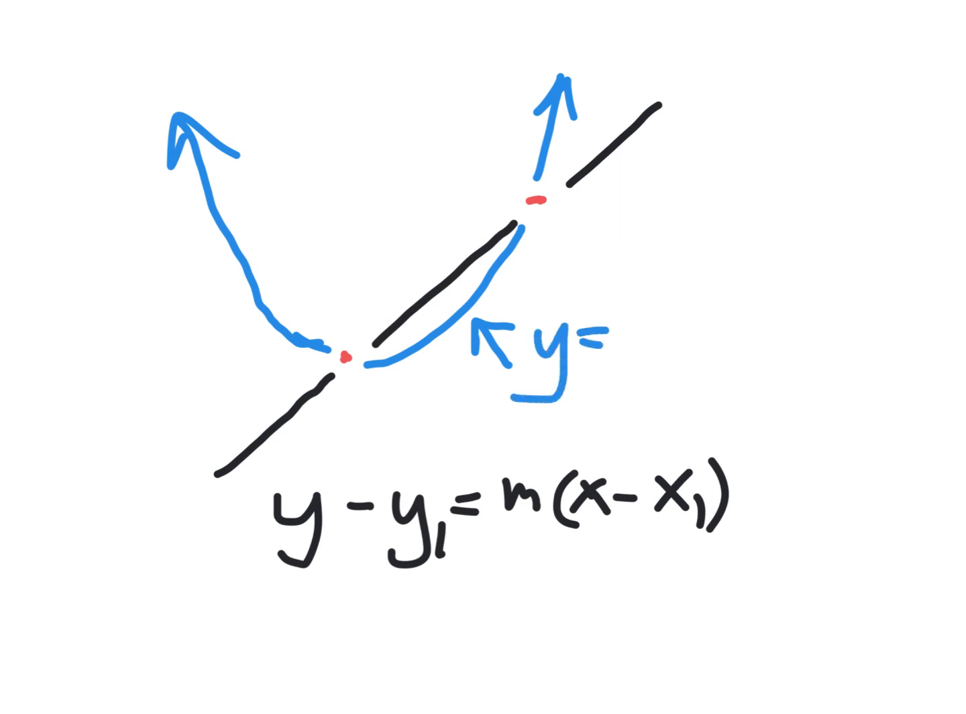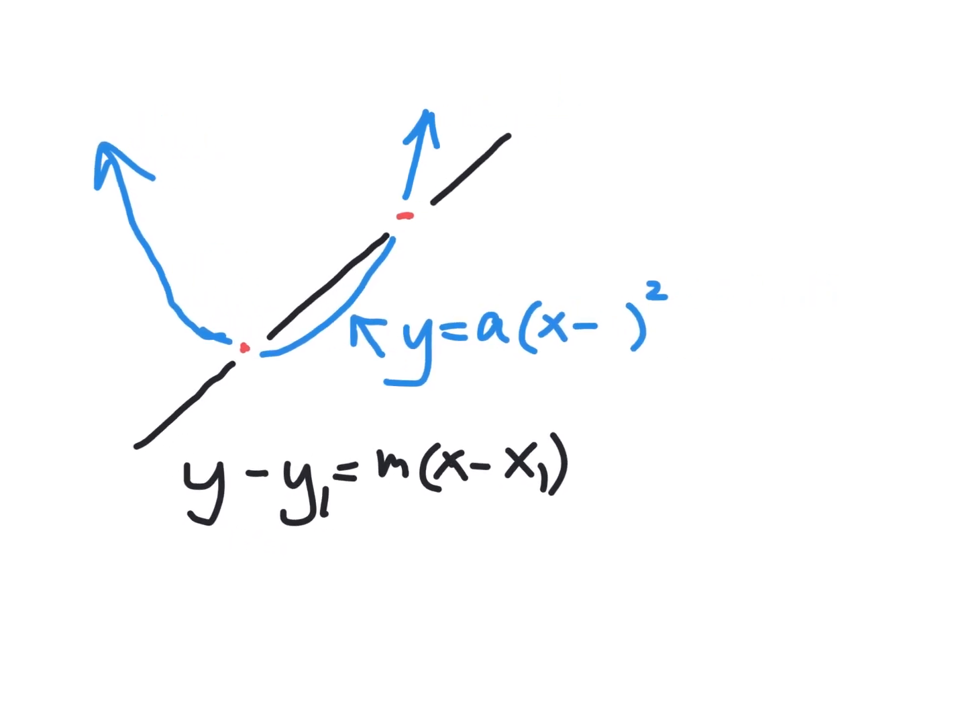Y equals a, x minus, and what goes in that is the vertex. And so I'm going to put it h and k, and then I'm going to write vertex as h and k. That's how you do it when it's the parabola.